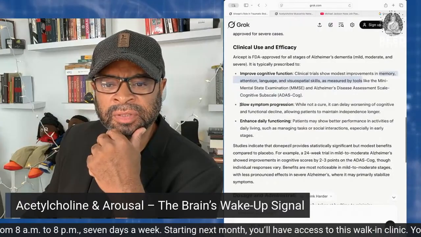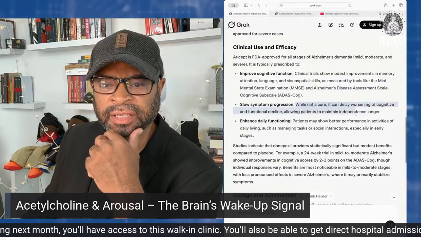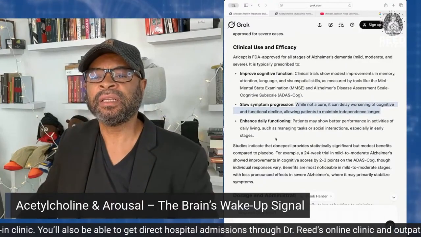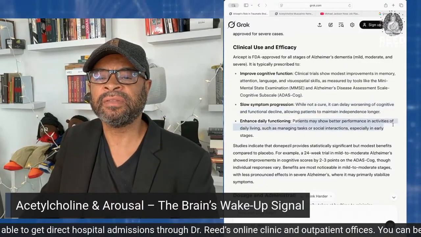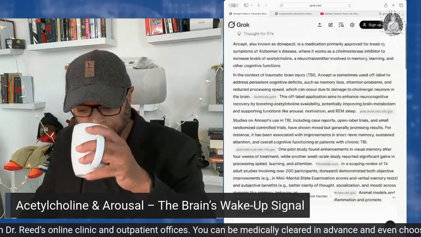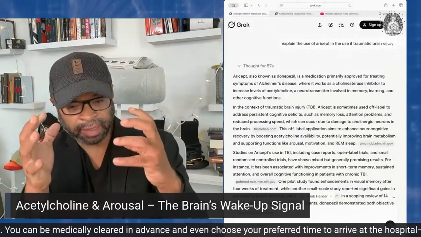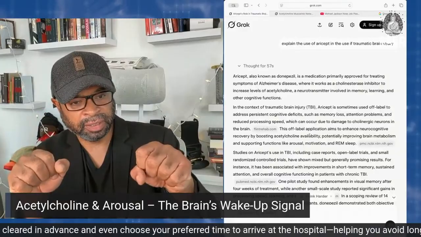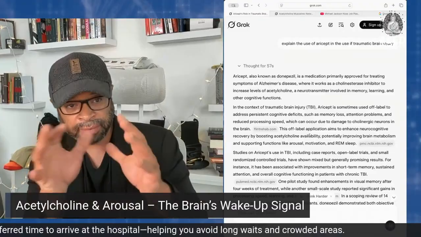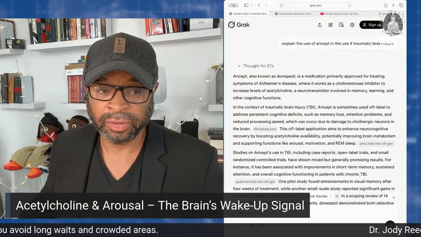Slow symptom progression. While not a cure, it can delay worsening cognitive and functional decline, so patients maintain independence longer. Enhance daily function. Patients may show better performance in activities of daily living, such as managing tasks. So diffuse traumatic brain injuries damage the cholinesterase network, boom, hypoactivity. Alzheimer's disease, same process, mechanism different. Traumatic brain injury due to trauma.